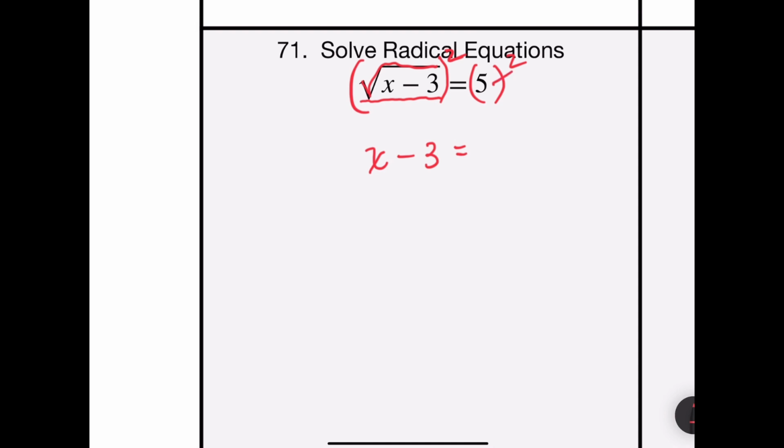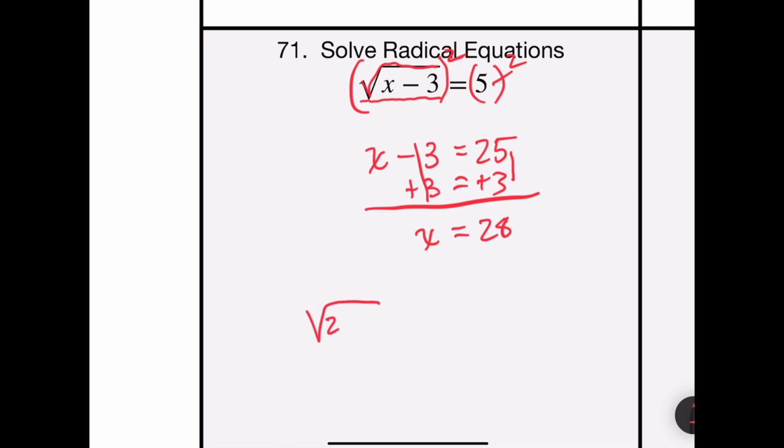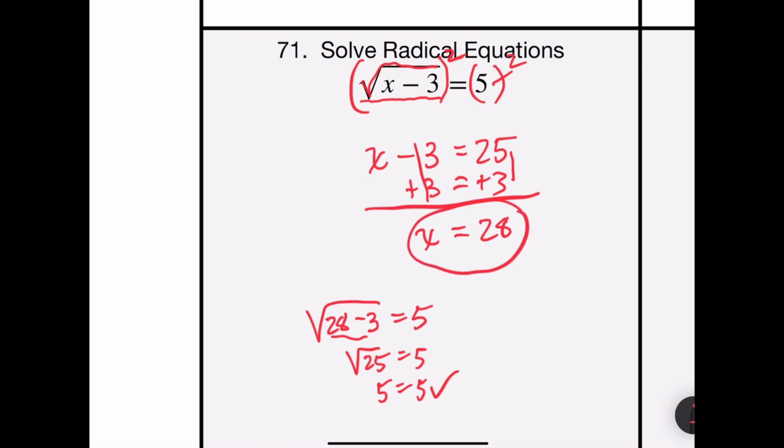On the right side, 5 squared is 25. And now I have a very basic equation. I will add 3 to both sides to solve. Negative 3 plus 3 is 0, 0 plus x is x, and 25 plus 3 is 28. When I have radical equations, I do have to check to make sure that it comes out true. So I'm going to put 28 back into the original problem where x is and see if I get a true statement. So 28 minus 3 is 25. The square root of 25 has to equal 5, and 5 equals 5. So that's true. So my answer would be x equals 28.